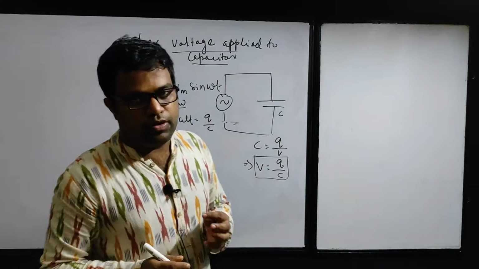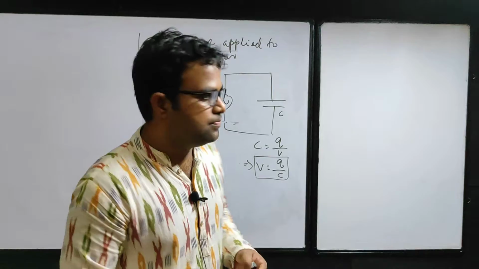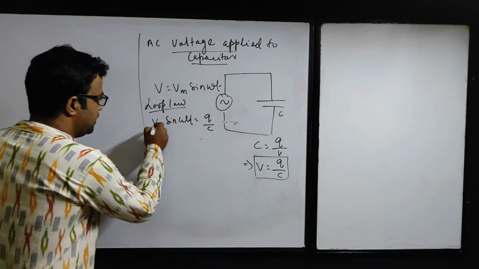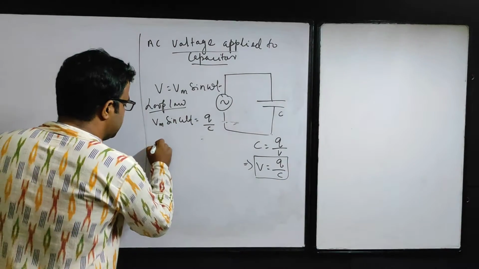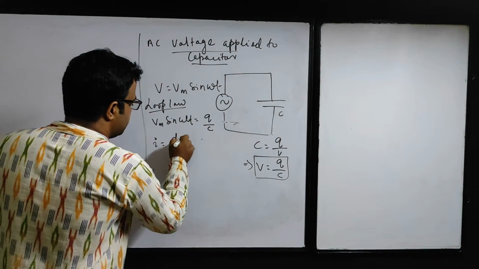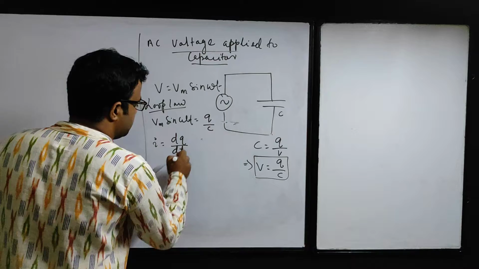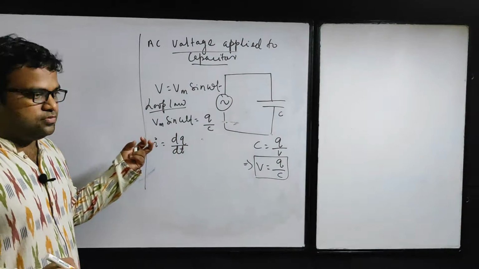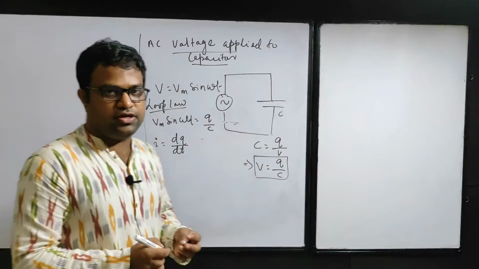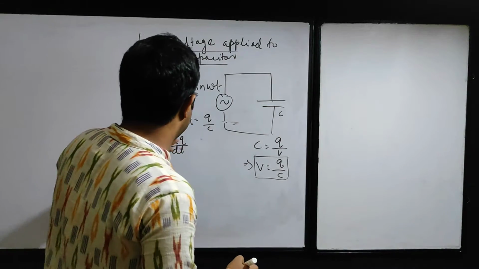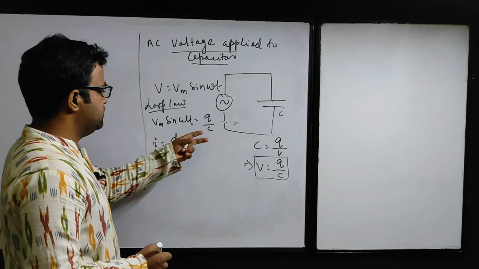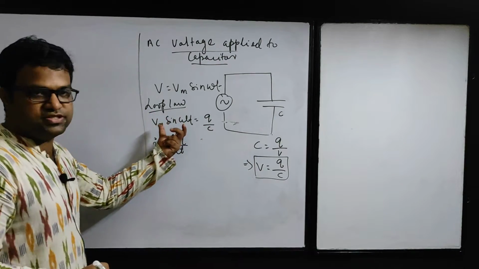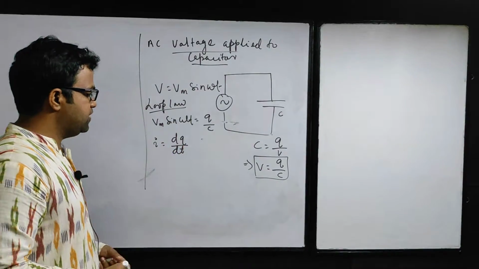Now our target is to calculate the current here. So what we will do, we will calculate I. How do you calculate I? We know that I equals dq by dt, the rate of flow of charge is current, right? In junior classes also we know that. So we will use this and differentiate this part so that we can find the current.